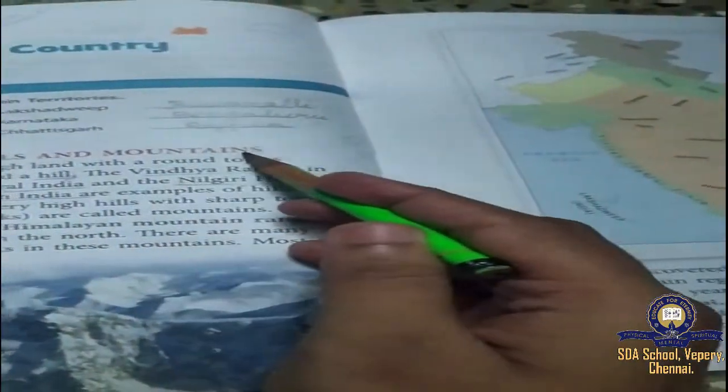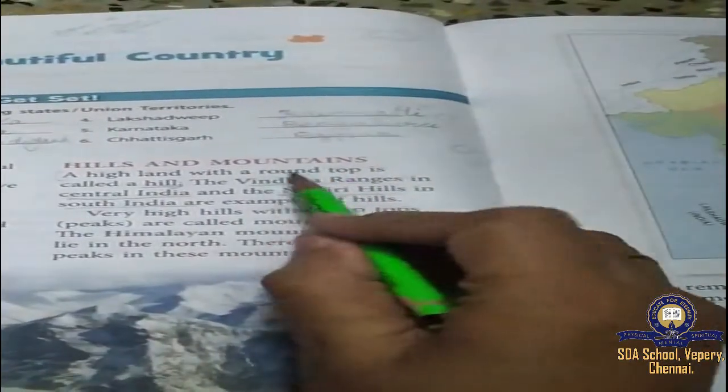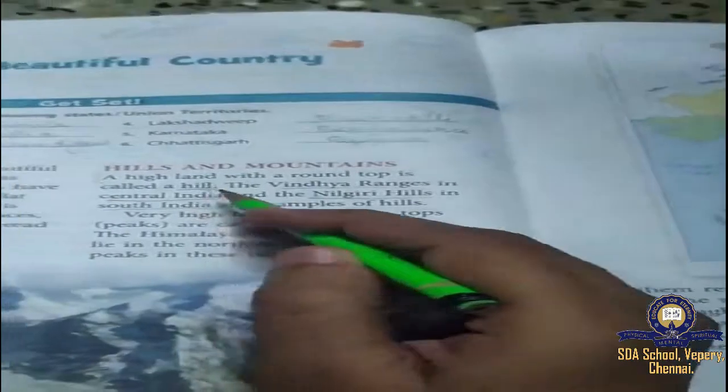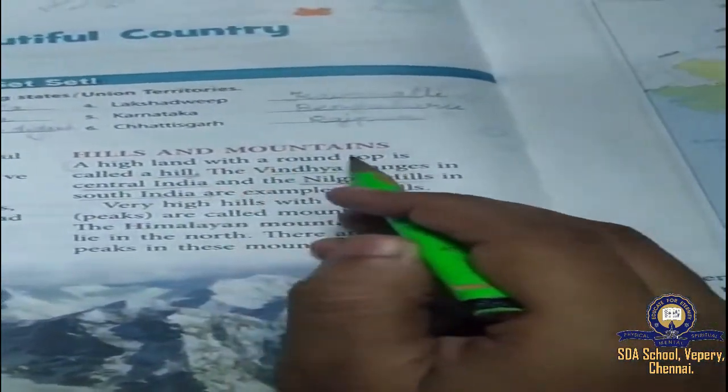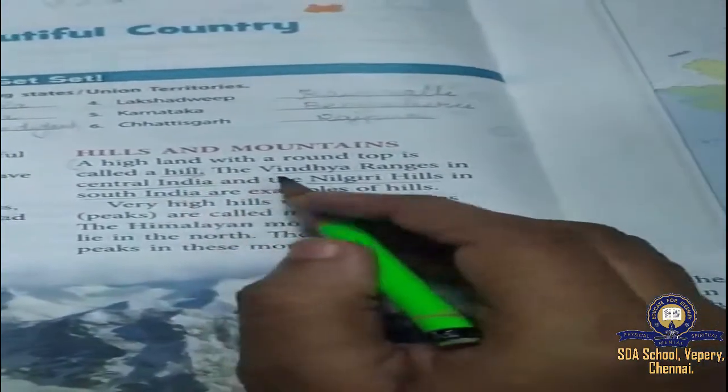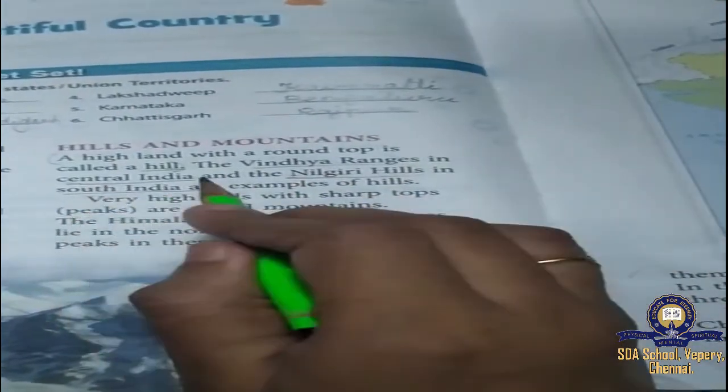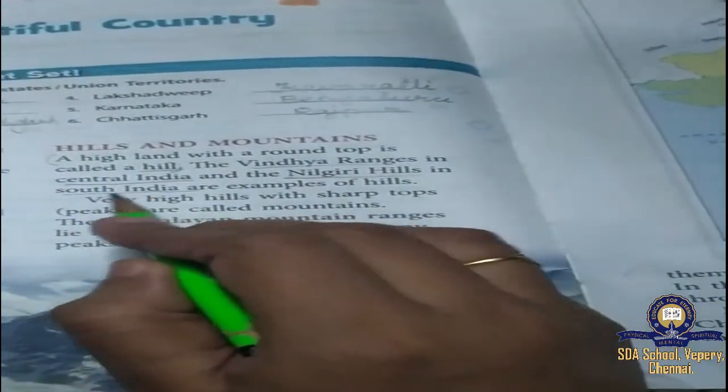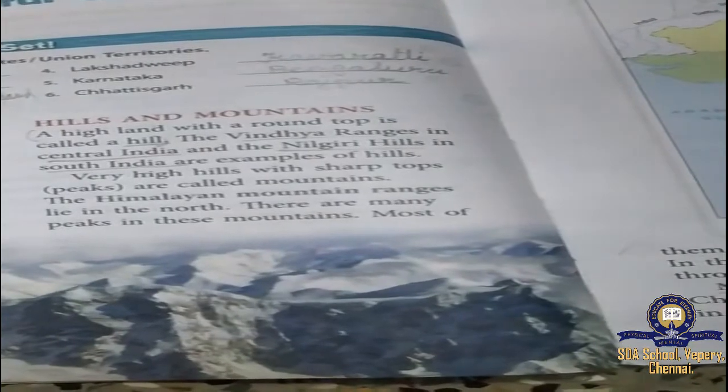The subtopic is hills and mountains. A high land with a round top is called a hill. What is a hill? A high land with a round top is called a hill. The Vindhya ranges in central India and Nilgiri hills in South India are examples of hills. What are the examples of hills? The Vindhya ranges and the Nilgiri hills. What is a hill? A hill is nothing but the high land with a round top.